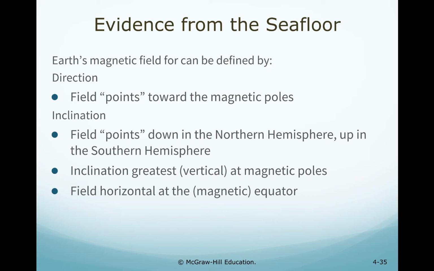Earth's magnetic field can be defined by direction. The field points toward the magnetic poles. Inclination: the field points down in the northern hemisphere and up in the southern hemisphere. The inclination is greatest, or vertical, at the magnetic poles. The field is horizontal at the magnetic equator.